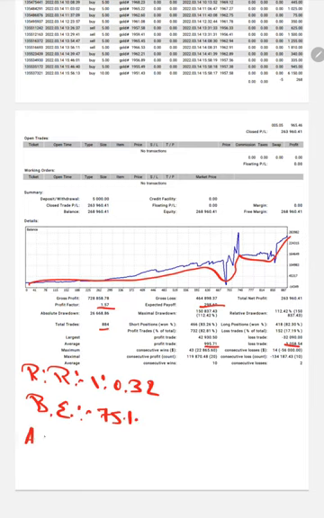Comparing with the current account accuracy, which is 82%, we can see we are almost up by 7% over the requirement.